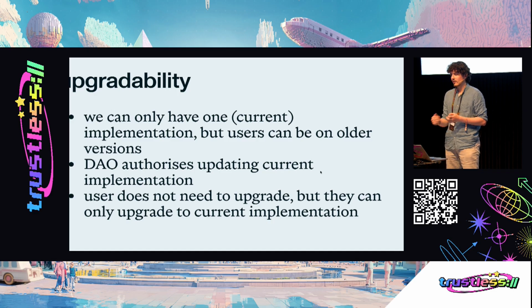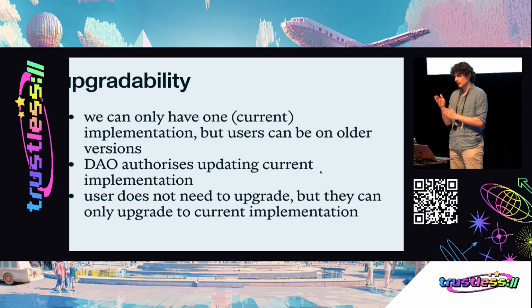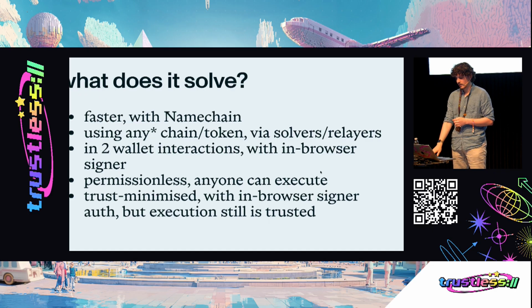And as I was saying before, the user doesn't need to upgrade, but they can upgrade. And when they upgrade, they can only upgrade to the current implementation, not to prior implementations, in case of bugs or issues where an upgrade is required. So what is that solving? It's faster registration or anything with Namechain.